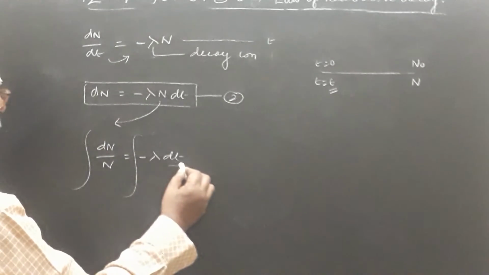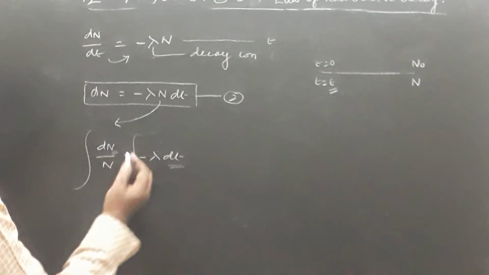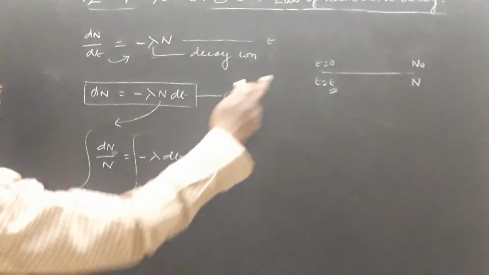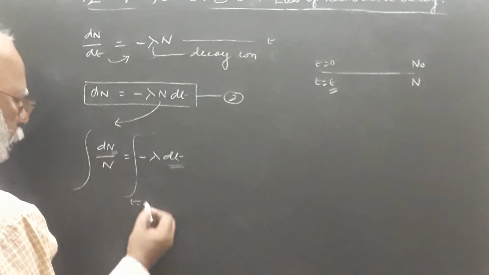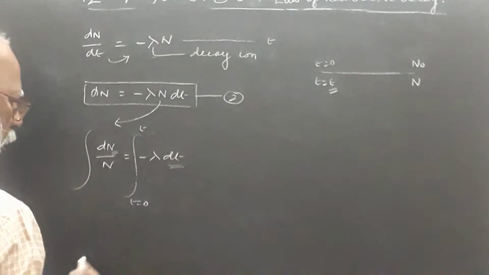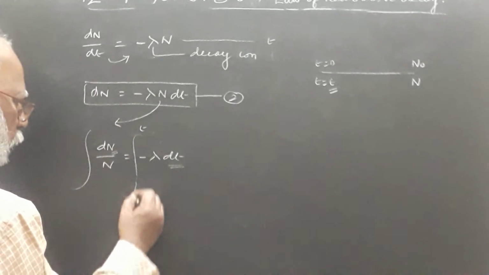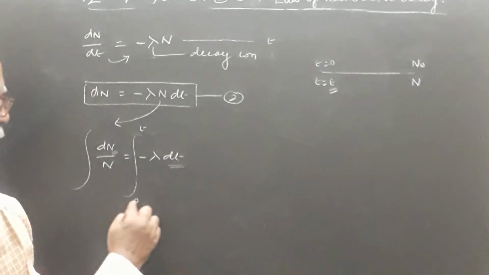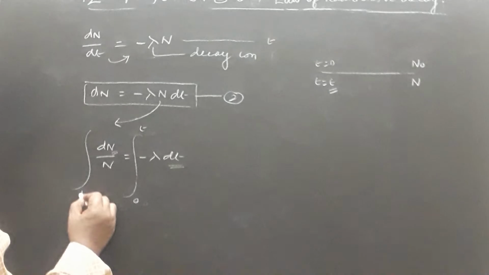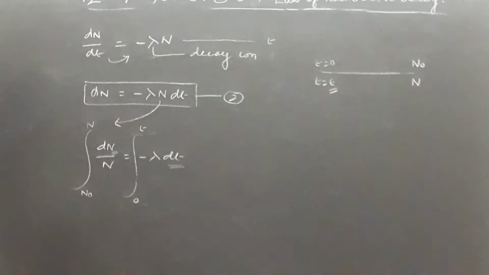On this side, dt is time, decay. When t equals the starting point, t equals 0. Here t lies from 0 to t. It moves from 0 to t. When t equals 0, the number of nuclei is called N0, so N goes from N0 to N. This is the process that you must understand clearly.